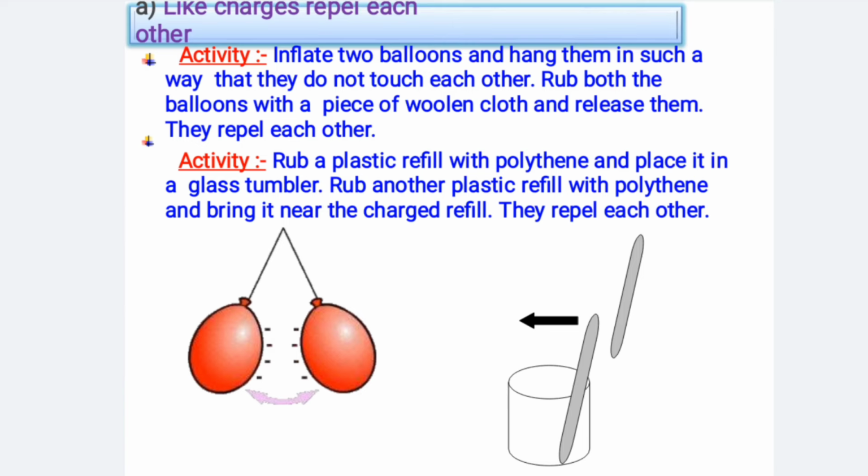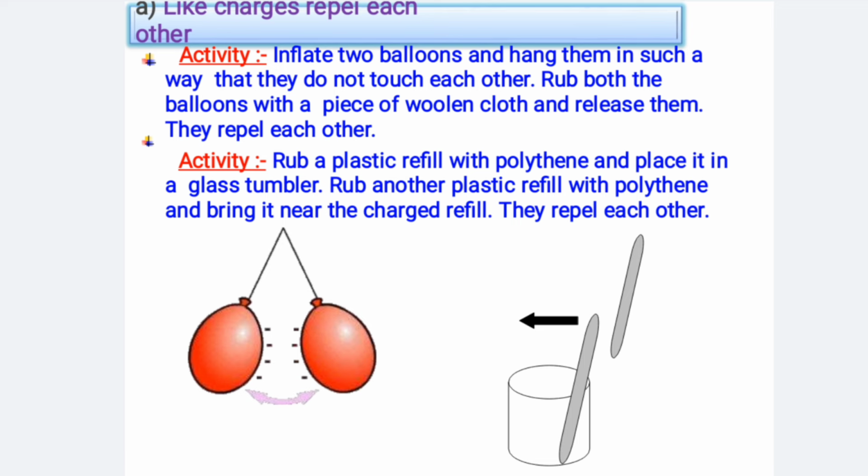They repel each other. So why are they repelling each other? Because we have rubbed the balloons with the same material, that is woolen cloth. So they have acquired a similar kind of charge. So similar charges repel each other. That's why these balloons are repelling each other, that is, they are moving away from each other.